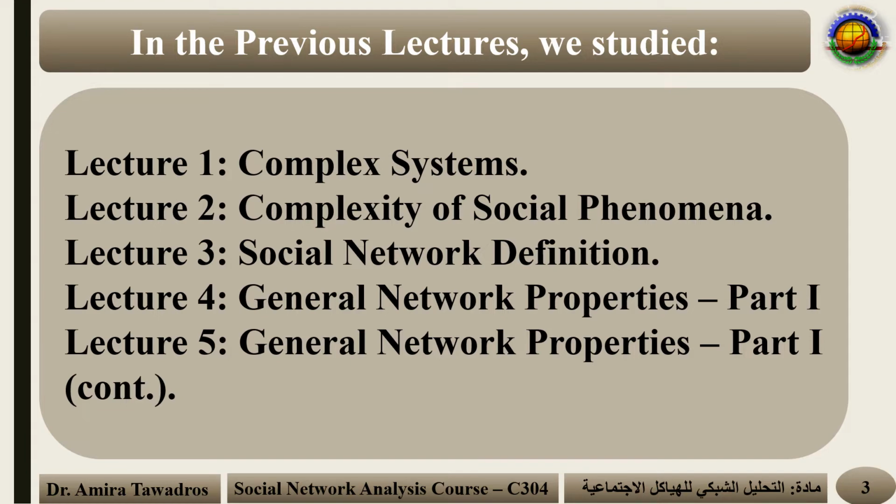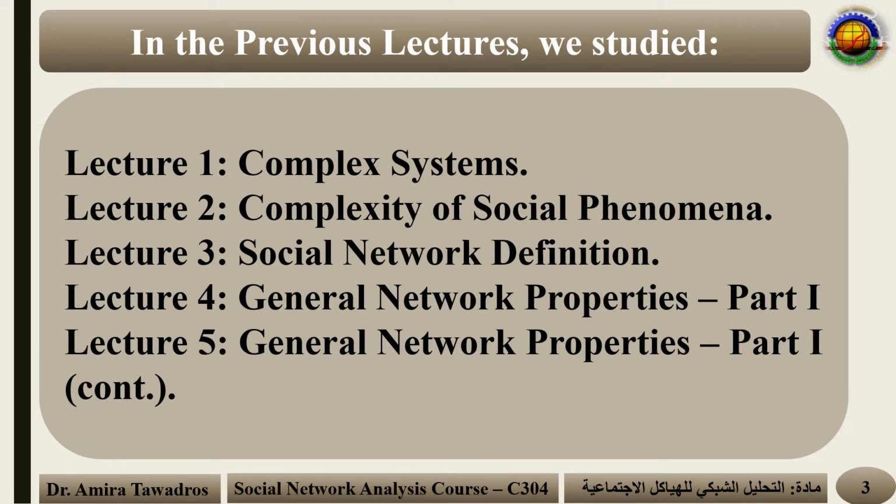Like what? We studied network size, and we said that network size is the number of components constituting this network. So if a network is constituted of, say, 10 nodes, and these nodes are interrelated, then the size of the network is 10. And then we followed and discussed another general network property, which is the direction. And we said that networks are classified into directed and undirected networks.